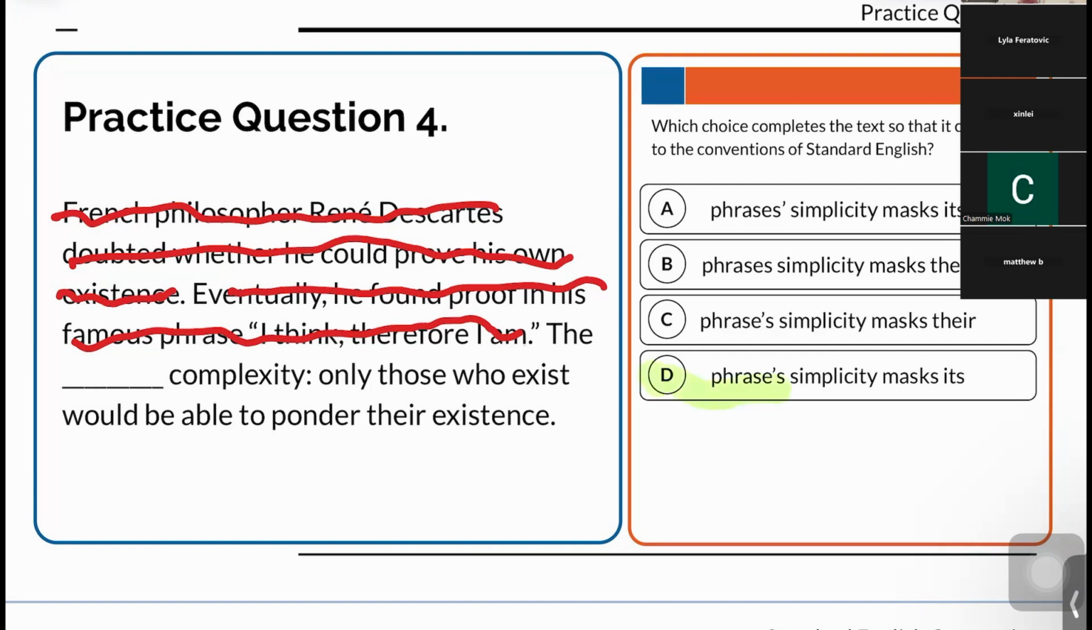All right, awesome. If you dropped a D in the chat, that is correct. Because we're just talking about one phrase, and then this pronoun comes at the end of the phrase, what is it replacing? It's replacing the word phrase, and phrase is a singular noun. So D is the correct answer here.